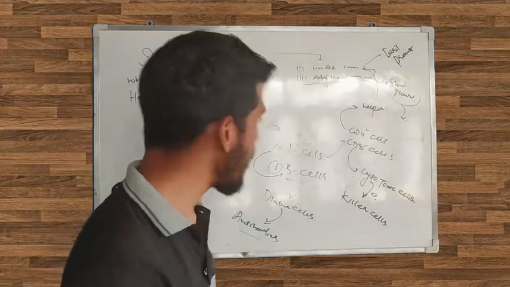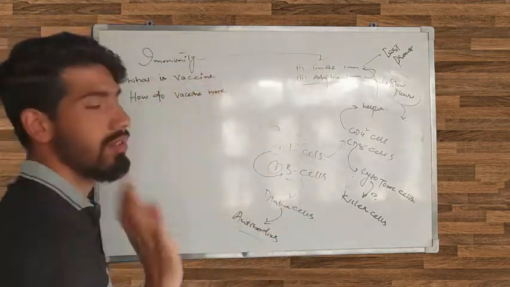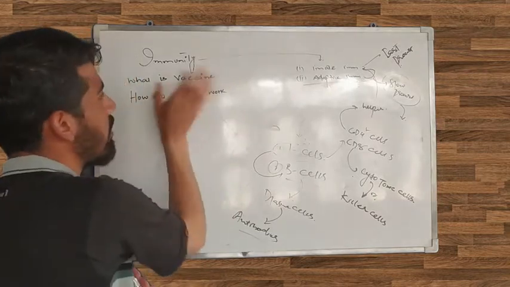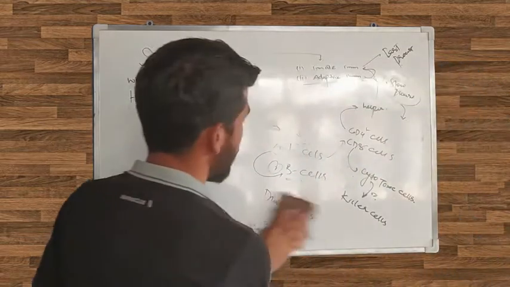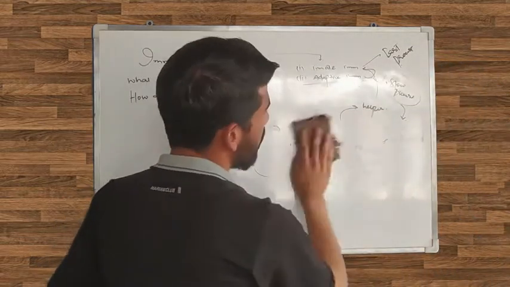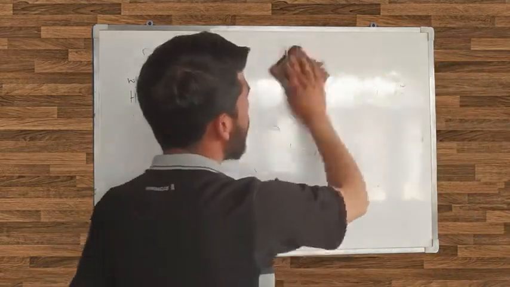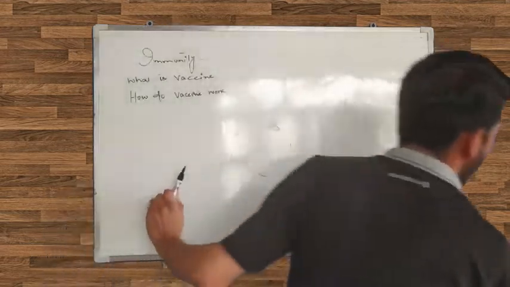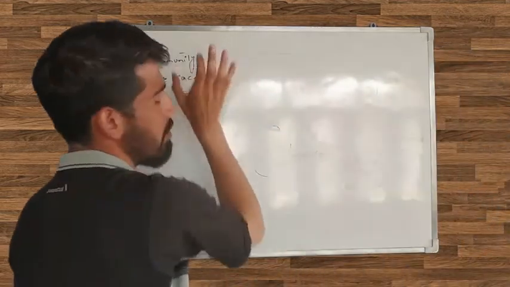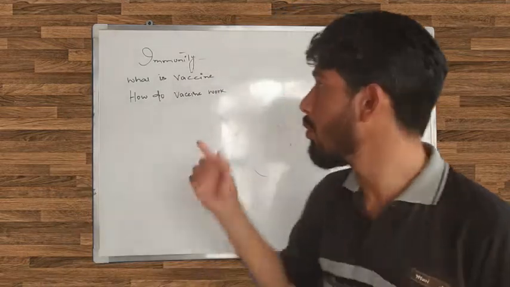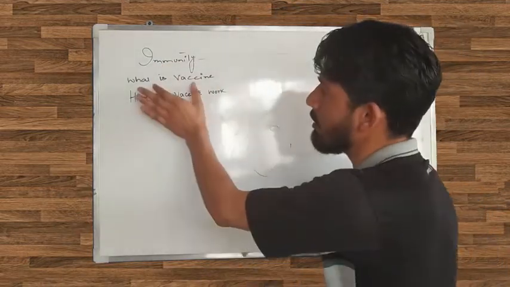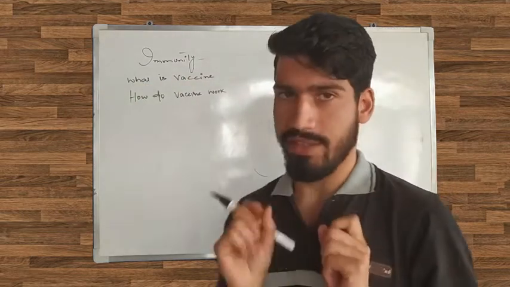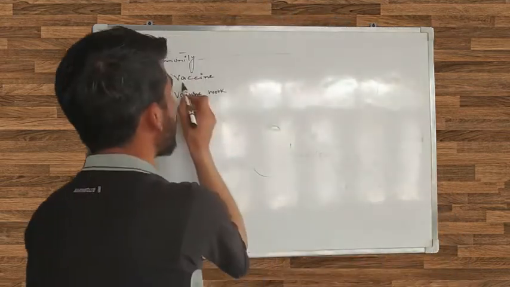Now we come to the next topic: what is a vaccine? I hope you understand this topic. I gave you the overview of immunity. Now the next one is the vaccine. What is the vaccine?